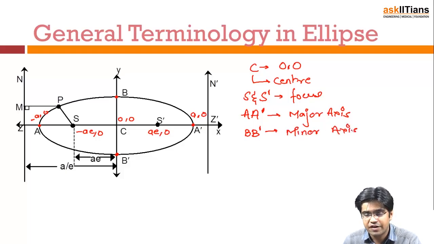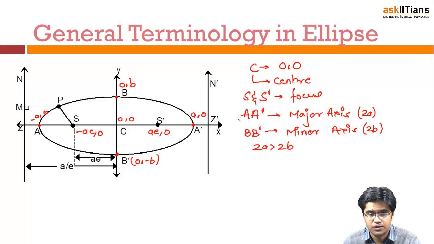Now how do you identify which axis is major and which axis is minor? Obviously, whichever axis is bigger, that is the major, and whichever is smaller, that is the minor. For example, the major axis here is 2a, and the coordinate of this point B is (0, b), and the coordinate of this point B dash is (0, -b). That means the length of the minor axis is 2b. Now if 2a is greater than 2b, then AA dash is major, or vice versa.